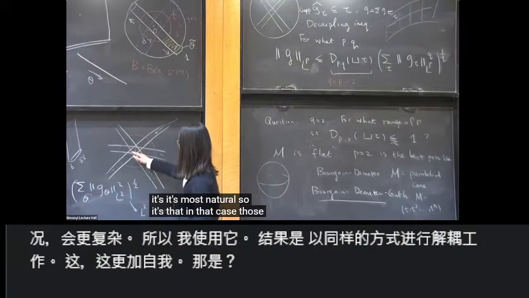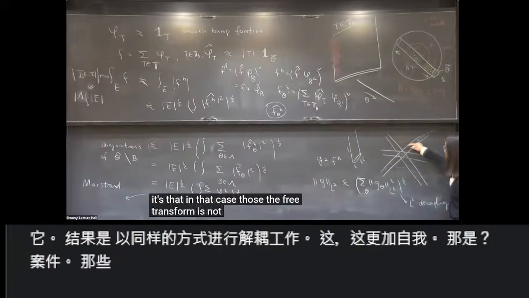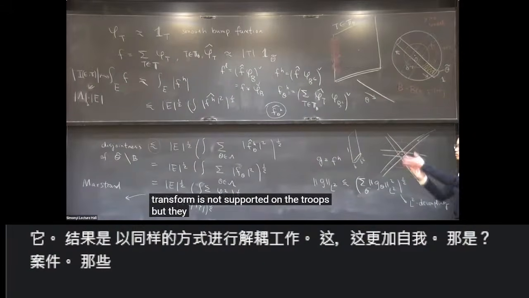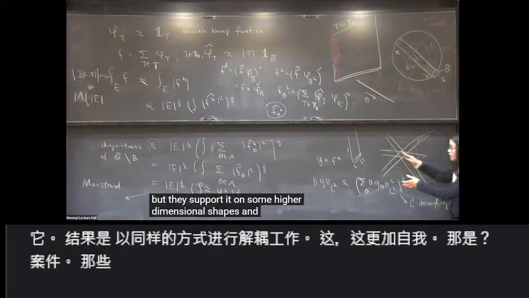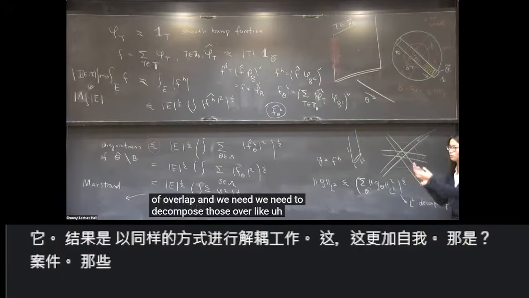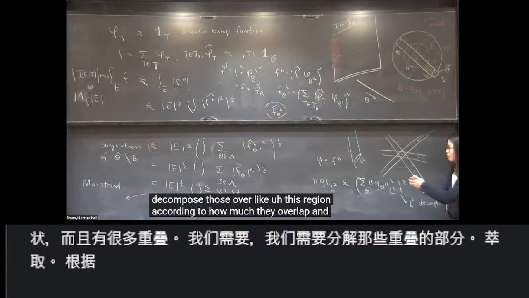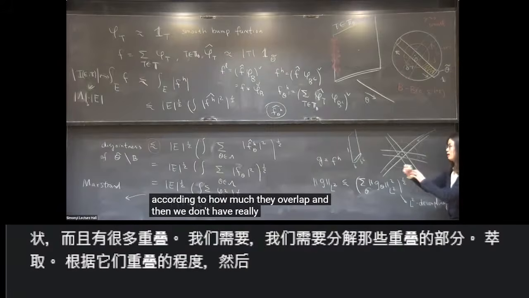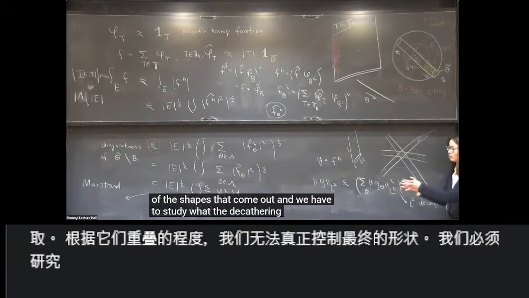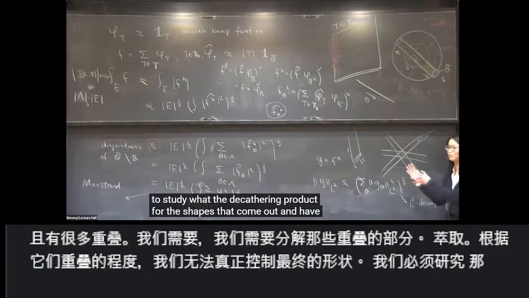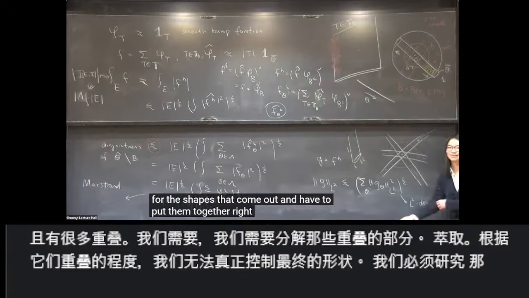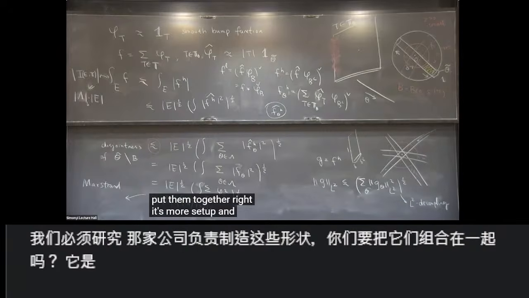In that case, the Fourier transform is not supported on the tubes, but on some higher dimensional shapes, and they have a lot of overlap. We need to decompose this region according to how much they overlap, and then we don't really have control of the shapes that come out, so we have to study what the decoupling inequality is for the shapes that come out, and put them together. It's more subtle, and it took us a while to figure it out.